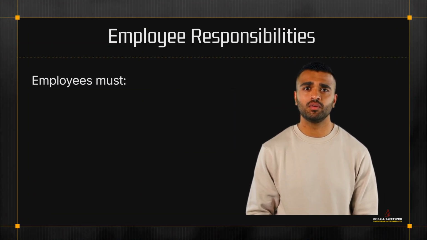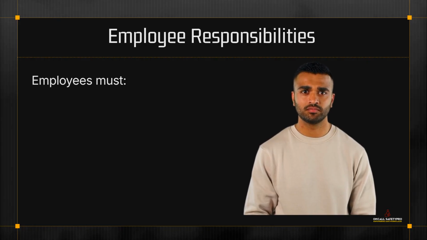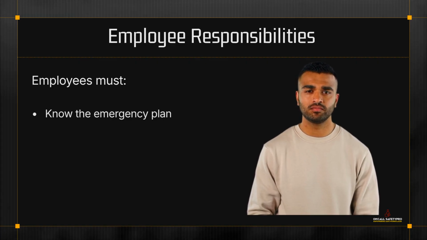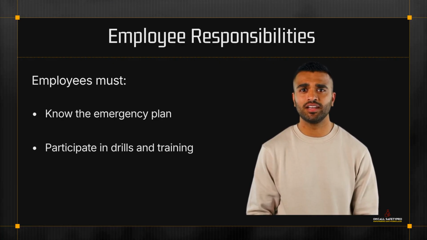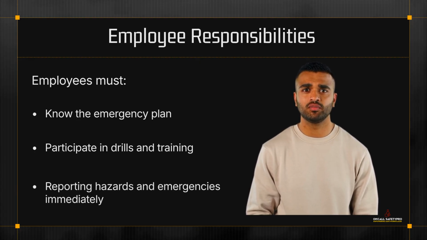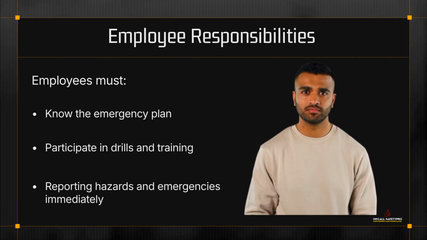Employees play a crucial role in emergency preparedness. First, they must understand the emergency plan, where to go, what to do, and who to report to. Second, they are expected to actively participate in drills and training to stay prepared. Finally, employees should report any unsafe conditions or emergencies right away to help prevent incidents or reduce their impact.